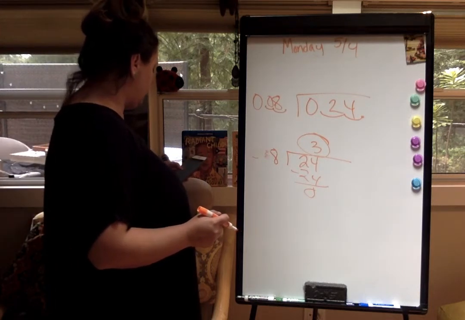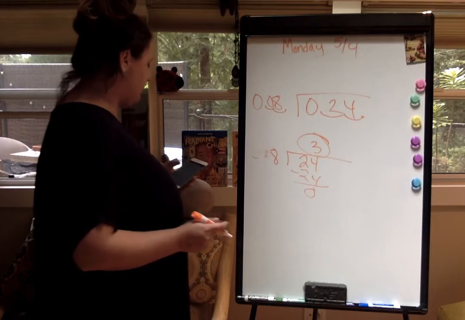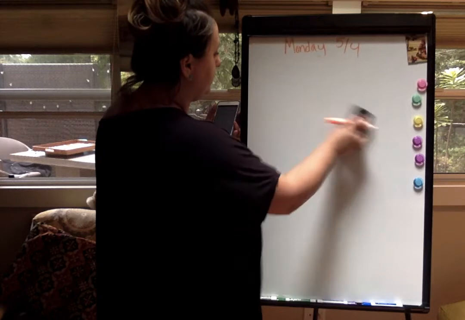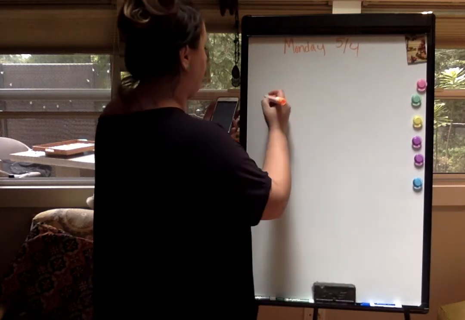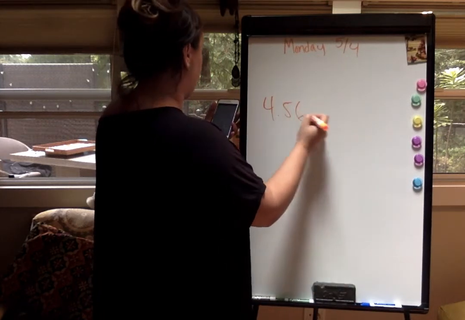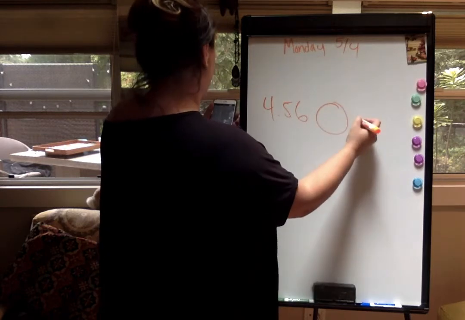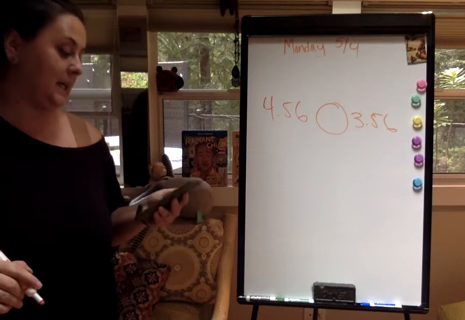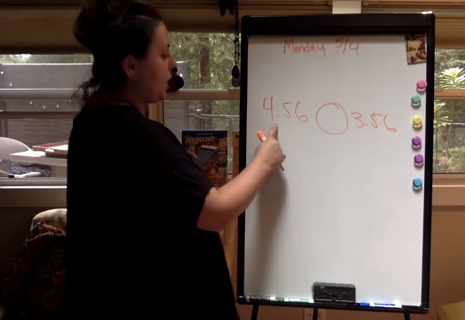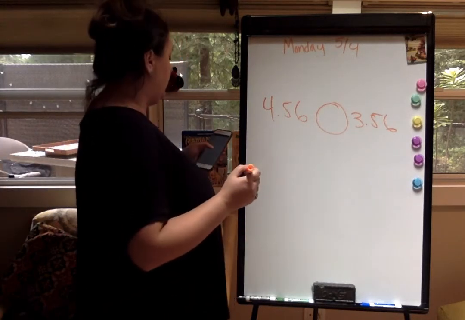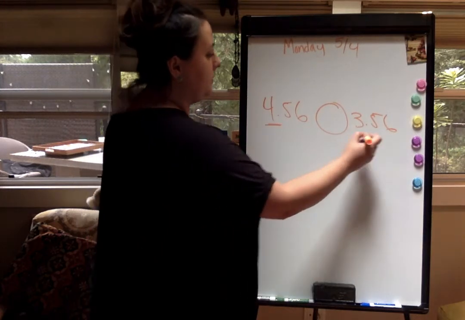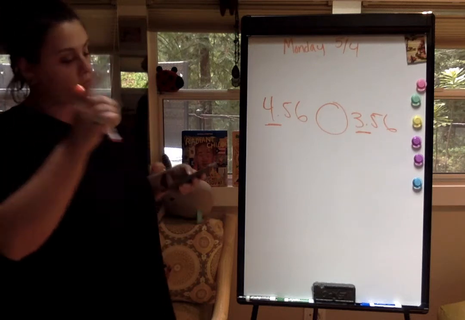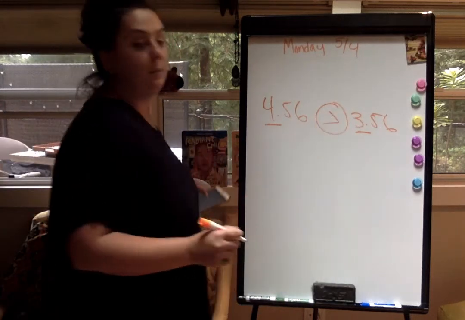All right, choose the correct symbol to fill in the blank. So this is where we're really going to look at place value. So we've got 4 and 56. And then I'll put our circle in 356. Well, this one's going to be pretty easy because you always start with your largest place value. So when we compare 4 to 3, what would you rather have? $3 or $4? That's going to be your bigger number.